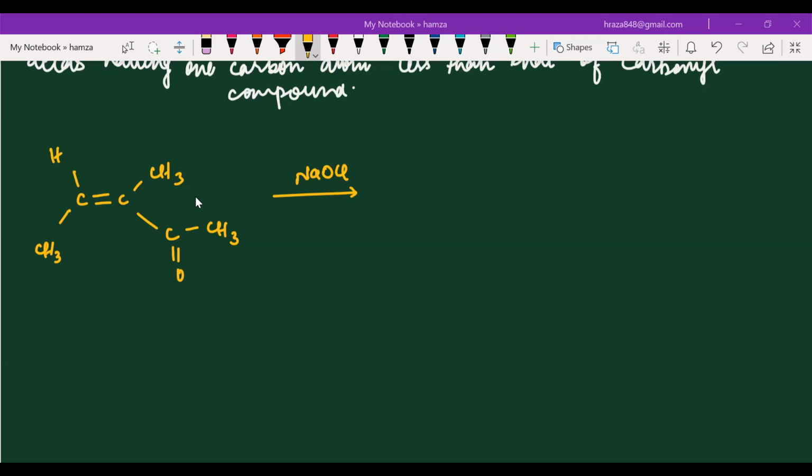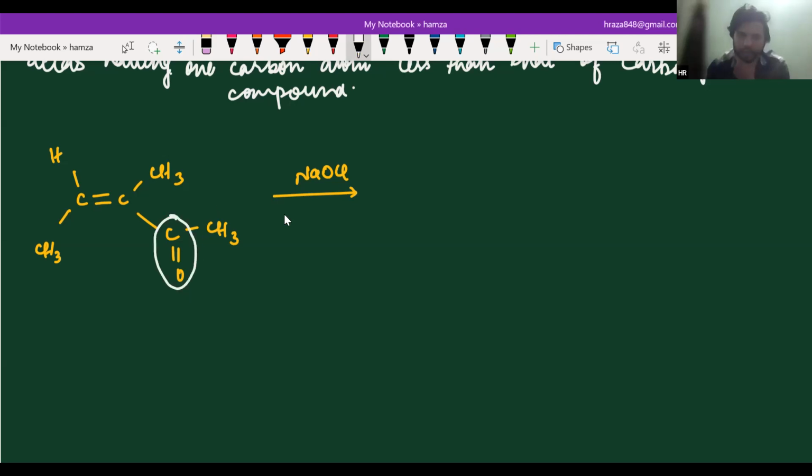Do let me know when you're done with this. Yes, sir. Finished. So what you need to do here is very simple. You can see this is your functional group and this is your methyl, so we can say this is your methyl ketone. So the rest of the part will be as it is.